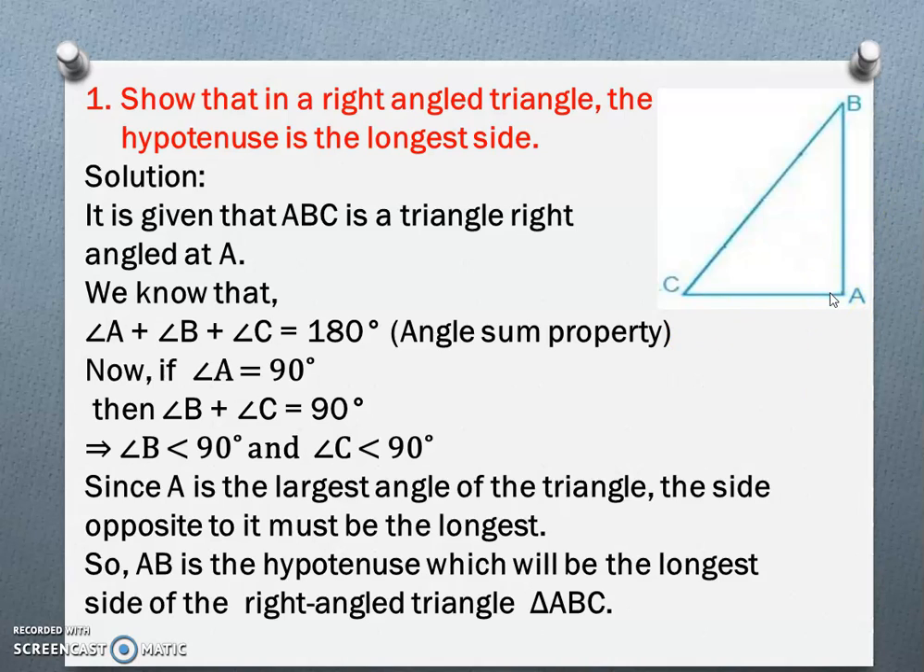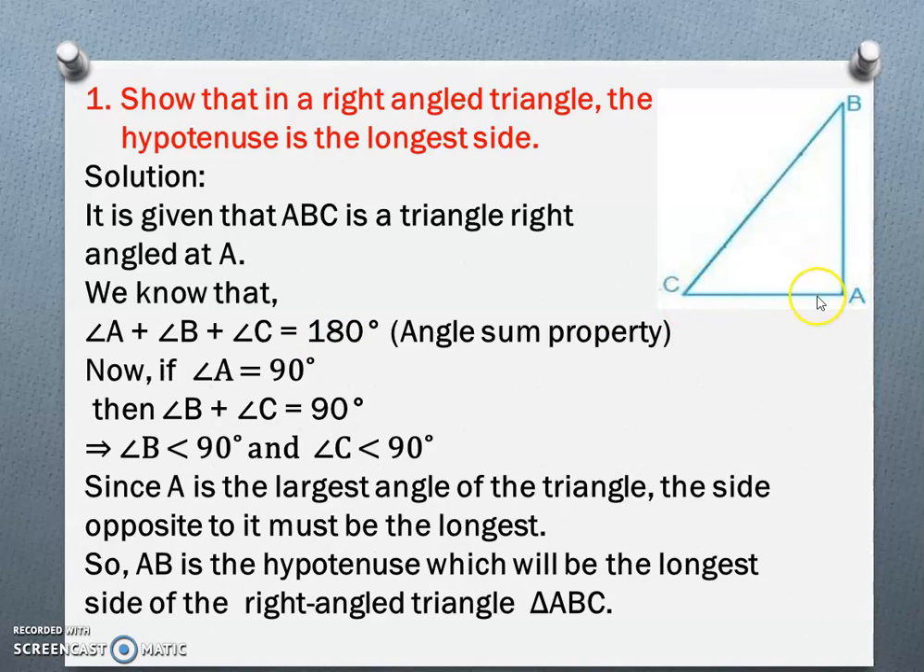If I use the angle sum property in this triangle, I will get angle A plus angle B plus angle C is 180 degrees. That is by the angle sum property. Now I can replace angle A with 90 because I know that it is a right angle triangle with A as 90 degrees. So I will get B plus C is equal to 180 minus 90, that is 90.